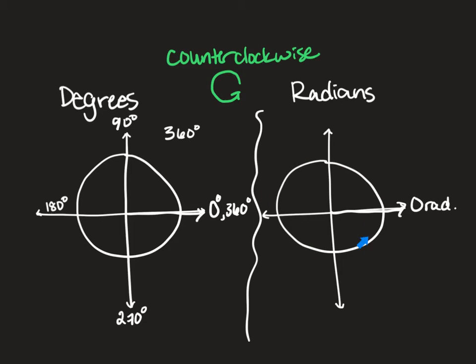Radians works the exact same way. It's just that in radians, what we're using is we're saying this distance right here, which is 1 radius. That's how long a radian is. So if I take this pink line and wrap it around this circle, and the pink and the green are equal in length, then I would call that whole angle here 1 radian.